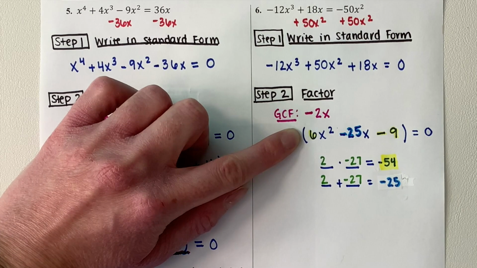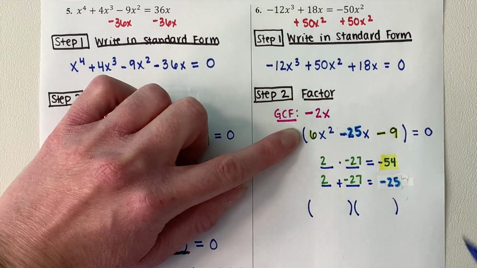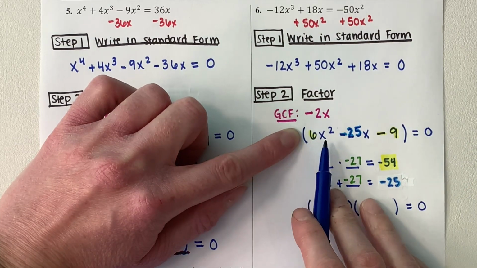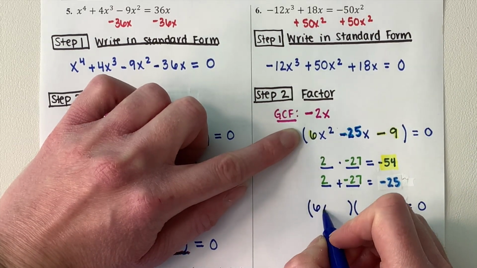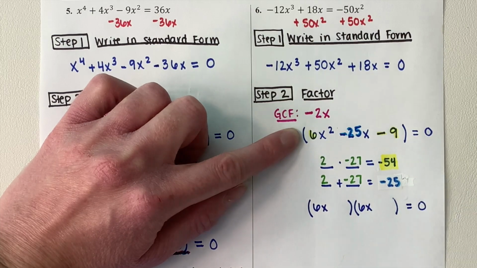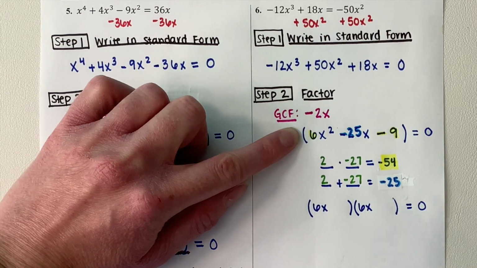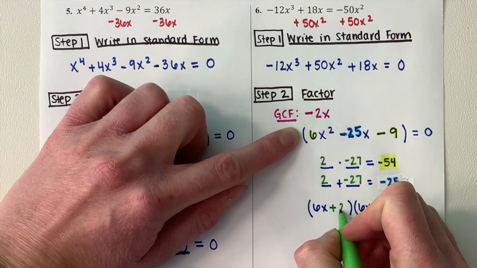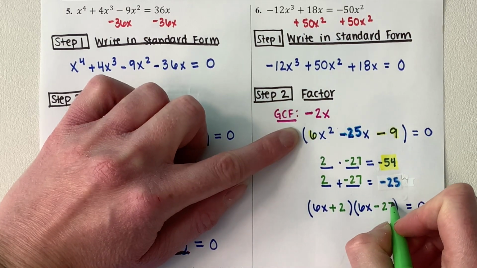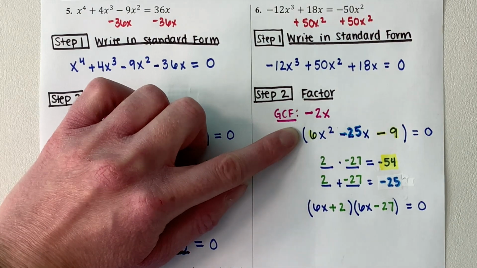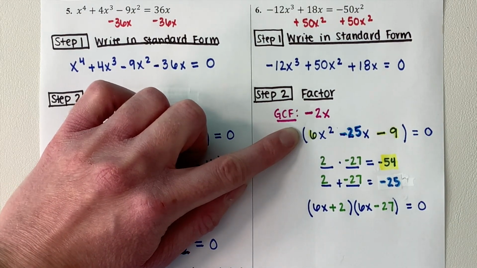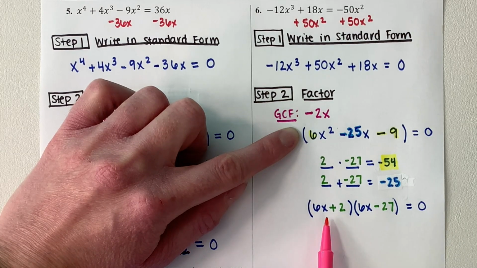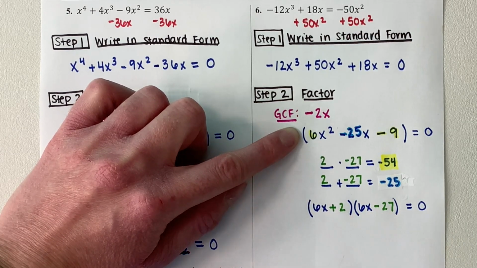For the factor and divide method, we start with our parentheses, and I'm going to make sure to include the equal 0. Since this is a 6x squared, we put a 6x and a 6x in the first position in each parenthesis. Then we insert these green numbers in the blanks. So we will put a plus 2 and a minus 27. Now remember, this is called the factor and divide method because once you've factored, we then have to divide. We divide each parenthesis by its GCF.